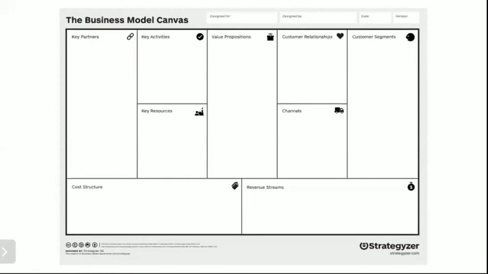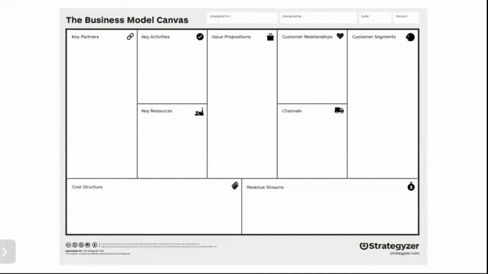The value proposition straddles both sides, the revenue streams and your cost structure. The value proposition is in the center because it is the heart of your entire business model. It is the thing that you want to think about the entire time when you're creating your business model. What is the value proposition? What are your clients' needs? And how are you going to solve that need?